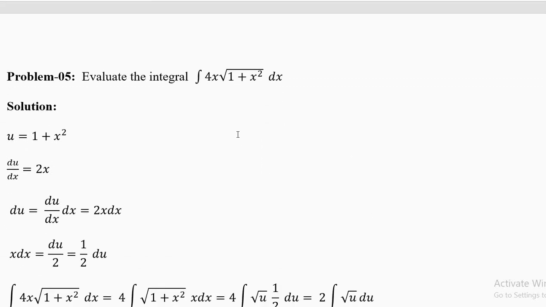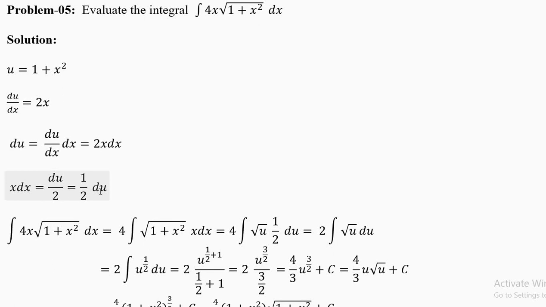Now it is 4x square root of 1 plus x square. Now u equal to 1 plus x square, whatever comes, square root means power half. So what comes inside becomes u almost all the time. So du by dx equal to 2x. So du equal to 2x dx, x dx equal to half du.